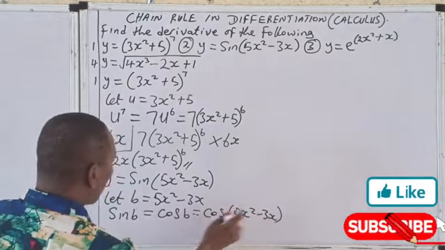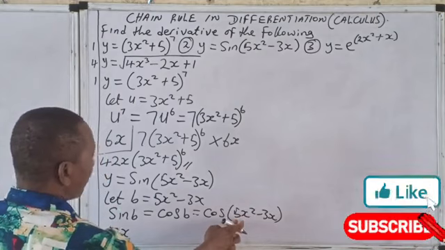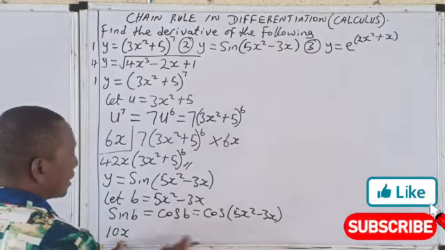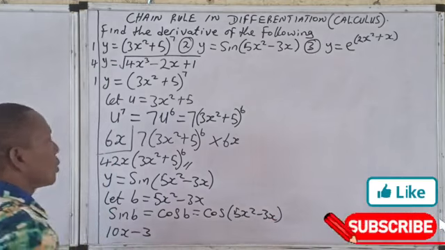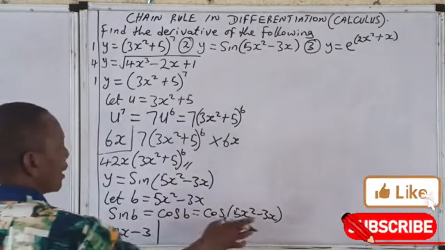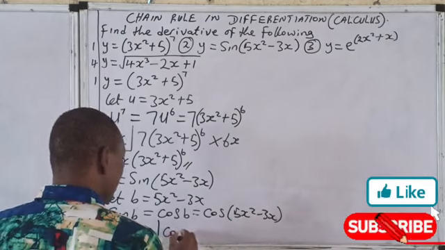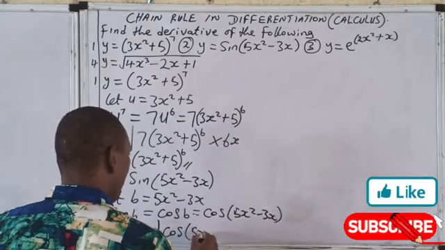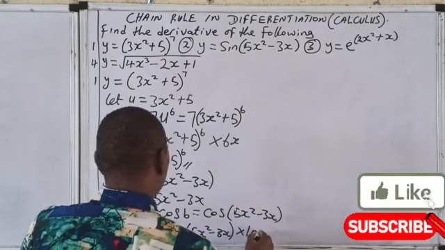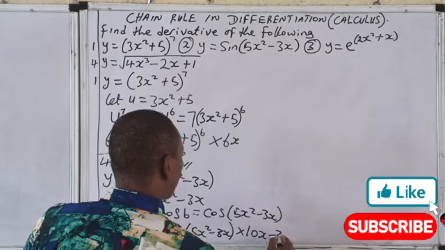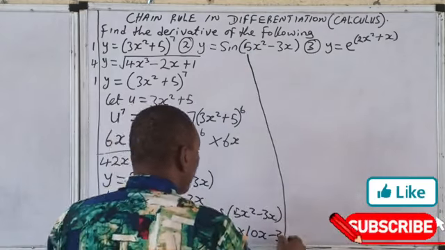So if I want to differentiate this, what will I get? If I differentiate 5x squared, I'll have 10x. These two will multiply 5, you have 10. Bring down the x. Then subtract 1. What about if you differentiate 3x? You have 3. So what will I now do? I'll use this to multiply this. So we now have cos bracket 5x squared minus 3x times 10x minus 3.